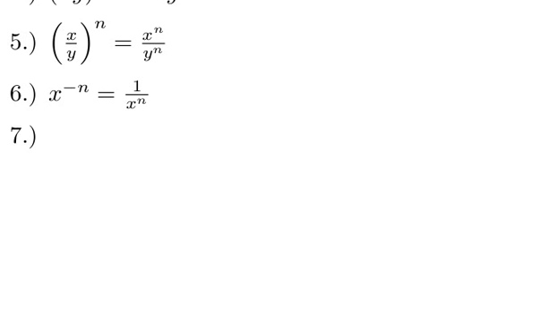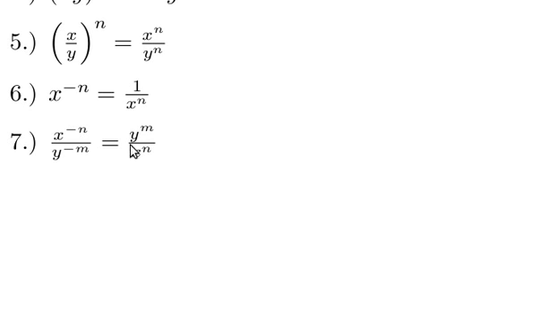Then we'll go on to rule number 7, which is kind of an extension of rule number 6. So we have x to the power of negative n over y to the power of negative m. This is going to be equal to y to the power of m over x to the power of n.